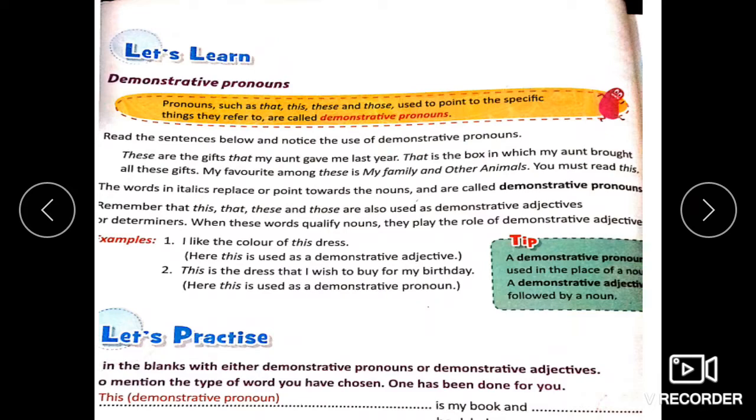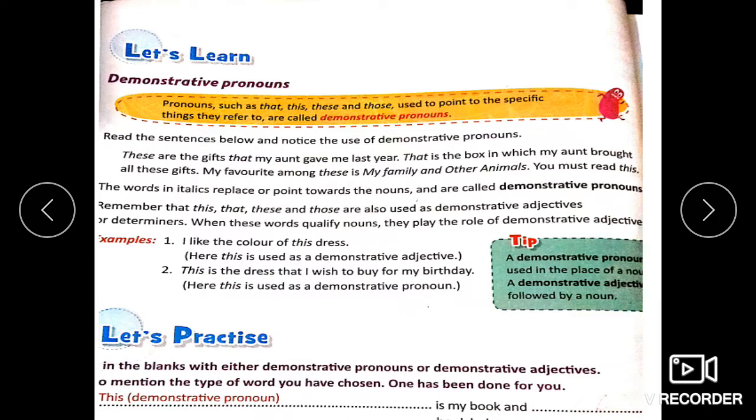Remember, the easiest trick to identify a demonstrative adjective is to know that in a demonstrative adjective, the noun appears right after the word of demonstration. So here we find in the example, I like the color of this dress. If you look at this phrase, this dress, the noun dress appears right after the word of demonstration, this. So we find the noun following the demonstrative word. Therefore, this has to be a demonstrative adjective.